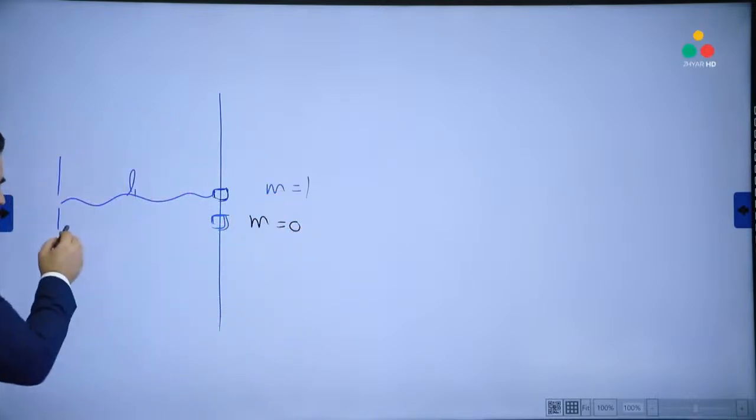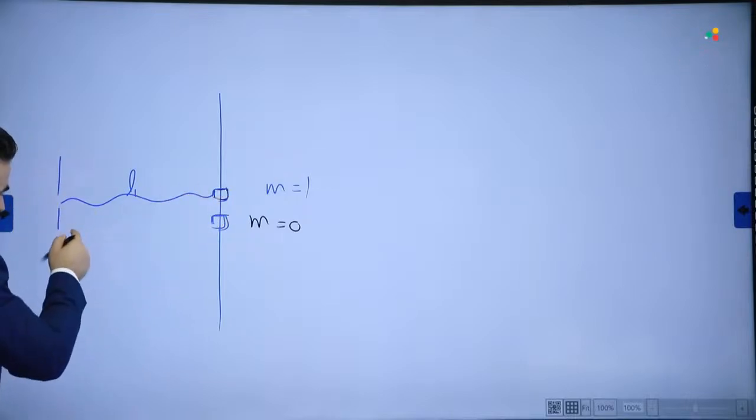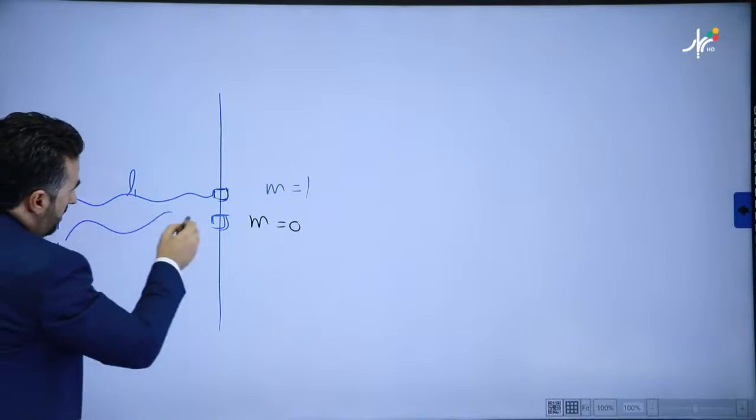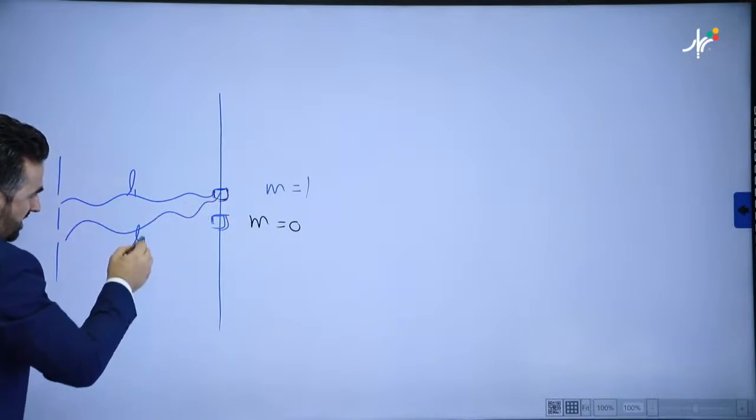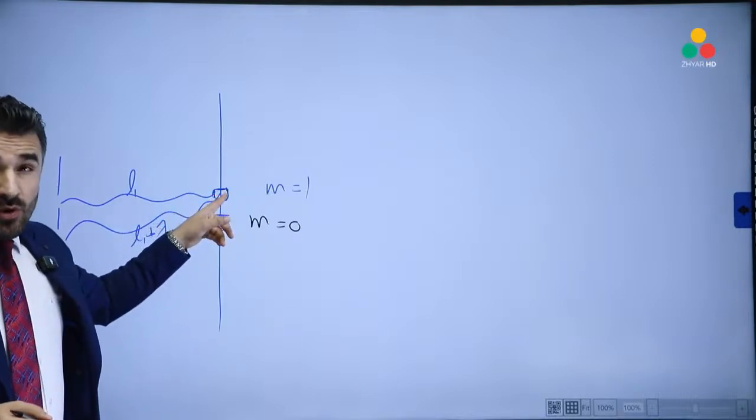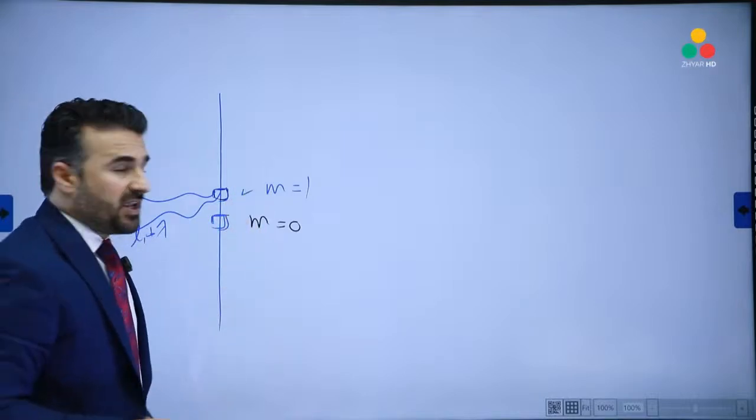But for the other one, you can see that because it is closer to this one and far from this one, this one clearly has to travel some extra distance. So if this one travels the same distance plus one wavelength, then of course, once the two waves arrive here, they're in phase, and we get another constructive interference here.